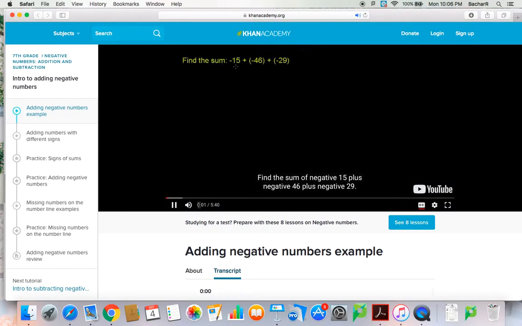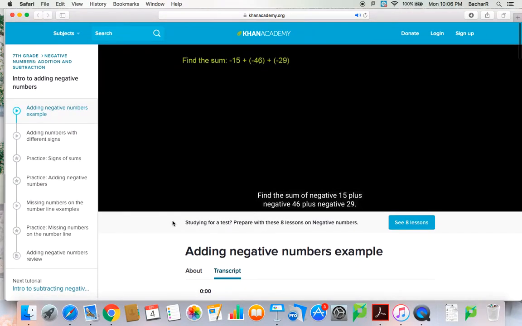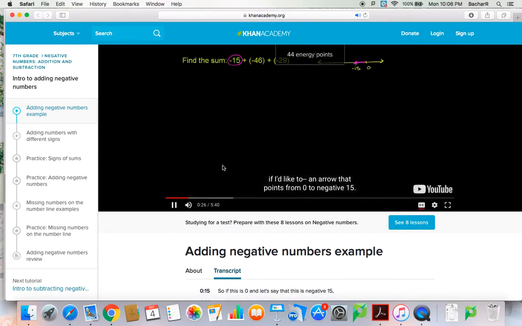Find the sum of negative 15 plus negative 46 plus negative 29. To do this, let's just first visualize what each of these numbers look like. So I'm going to draw a number line for each of them. Negative 15 might look something like this. So if this is 0, and let's say that this is negative 15, I could represent negative 15 as, if I'd like to, an arrow that points from 0 to negative 15. The length of the arrow is the absolute value of this.